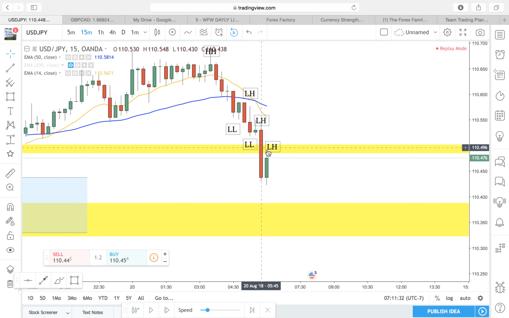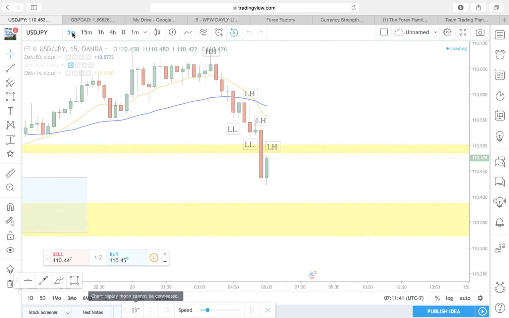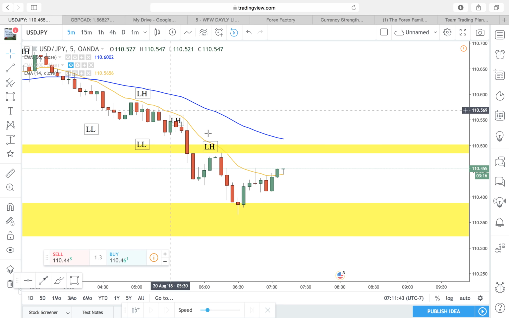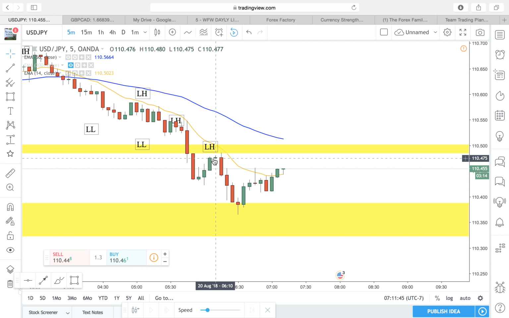Up, up, up. What did we make? Another lower high. And now I'm going to go to the 5-minute because the 5-minute had a clearer signal. But we took all of our sells here. And the 5-minute signal was so nice just by closing so weak right here.